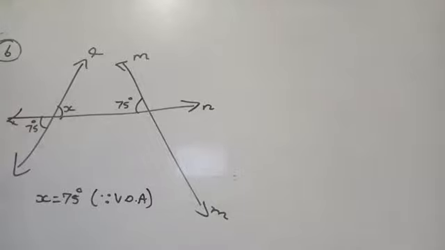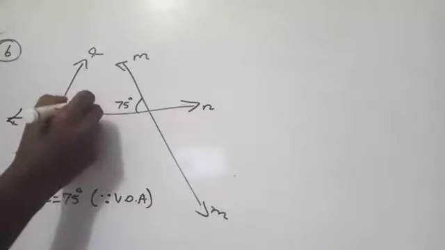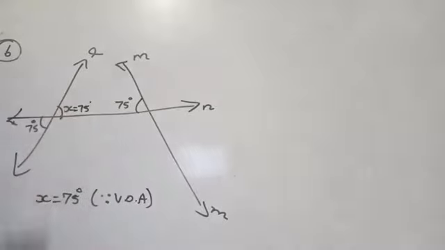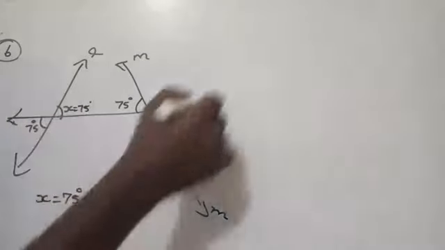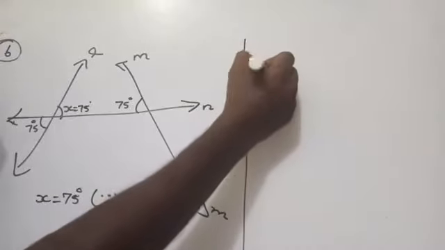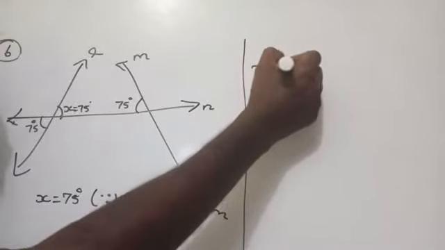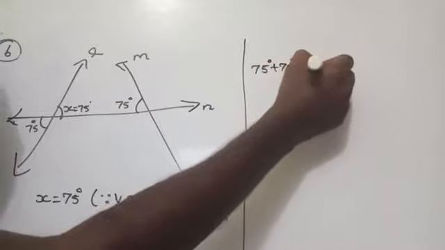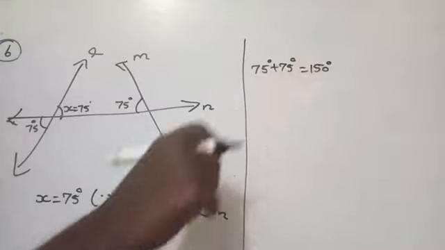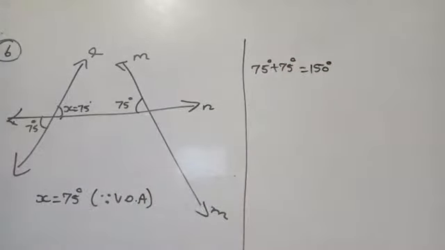Now what will you do? Once you get the value of 75, these are the two interior angles. The sum of these two angles is 75 degree plus 75 degree, which is equal to 150 degree. So the sum of interior angles on the same side of the transversal is 150 degree.